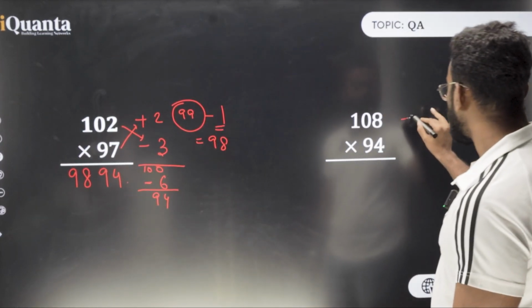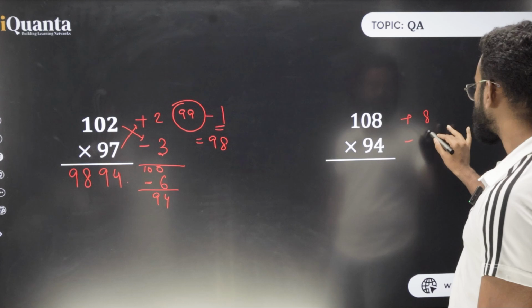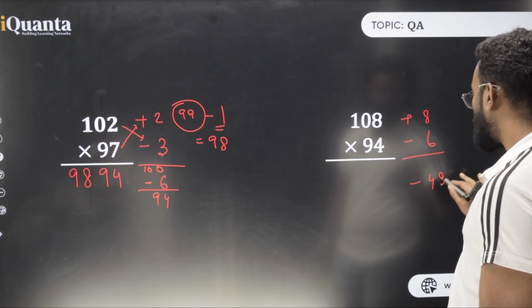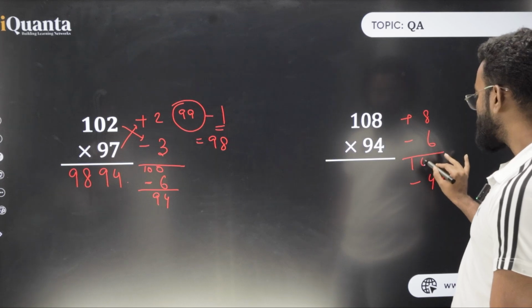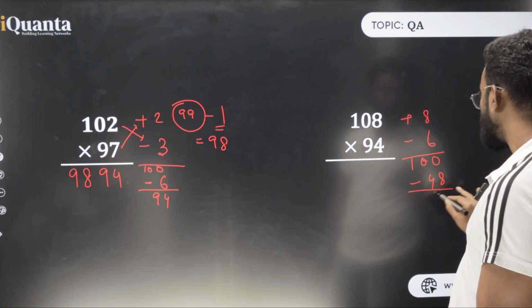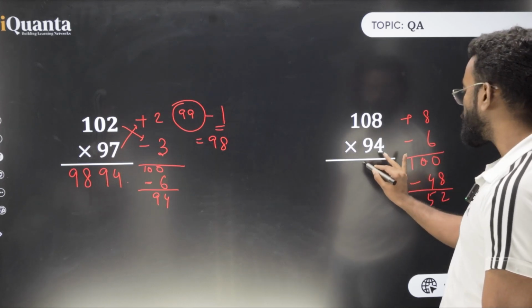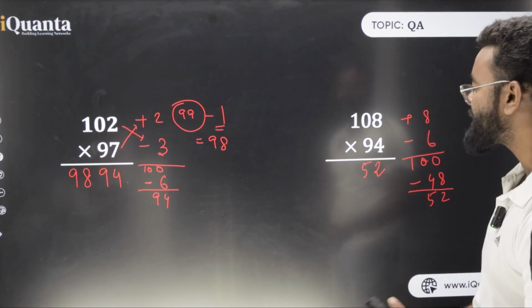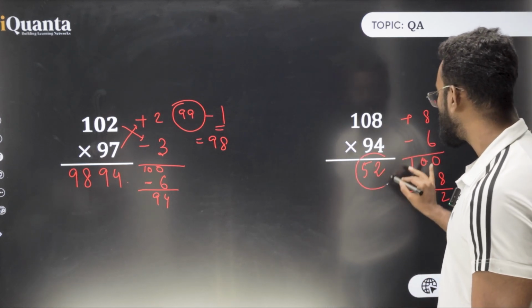So similarly, do this question. This one is plus 8, obviously, and this one is minus 6. So it has to be minus 48. Now I cannot have minus 48, so what is the next step? Subtract from 100. So it will become how much? 52. So I just write down 52 here. So 100 minus 48, 52 I have written down here.